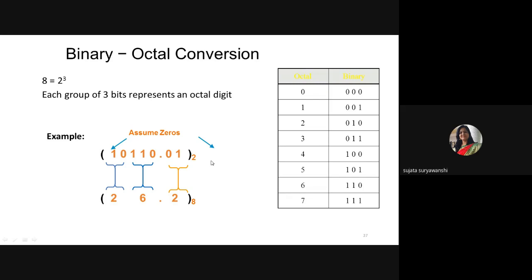Who said 12? Are you getting this? 71.14. As I said, the fractional part is 0011. So 001 I need to consider in a group of 3, so write down the equivalent decimal number 1, and 1 is left here. So I need to append 2 zeros here. So 100 is equal to 4. So the equivalent octal number is 71.14. Understood?